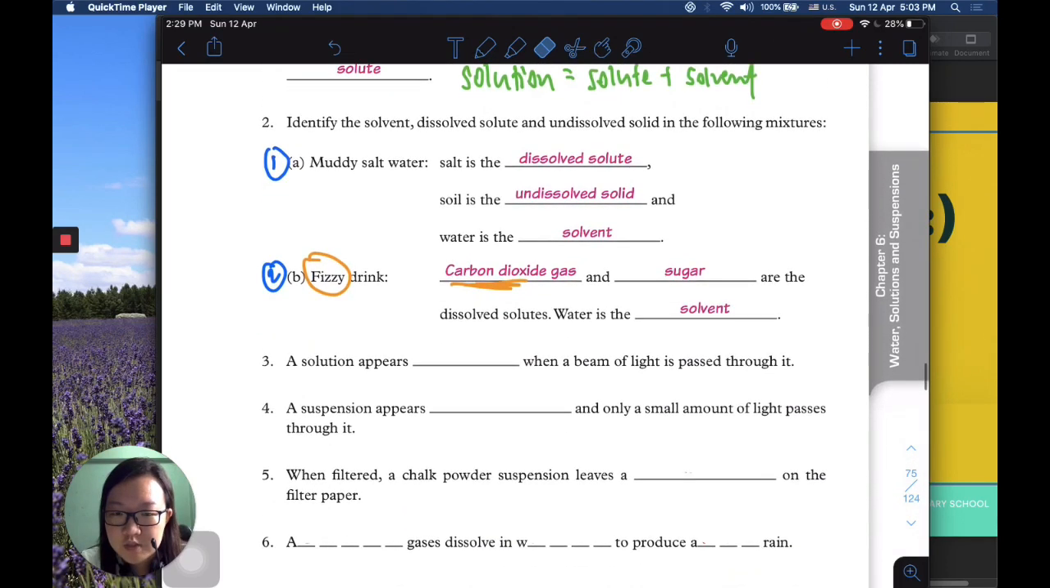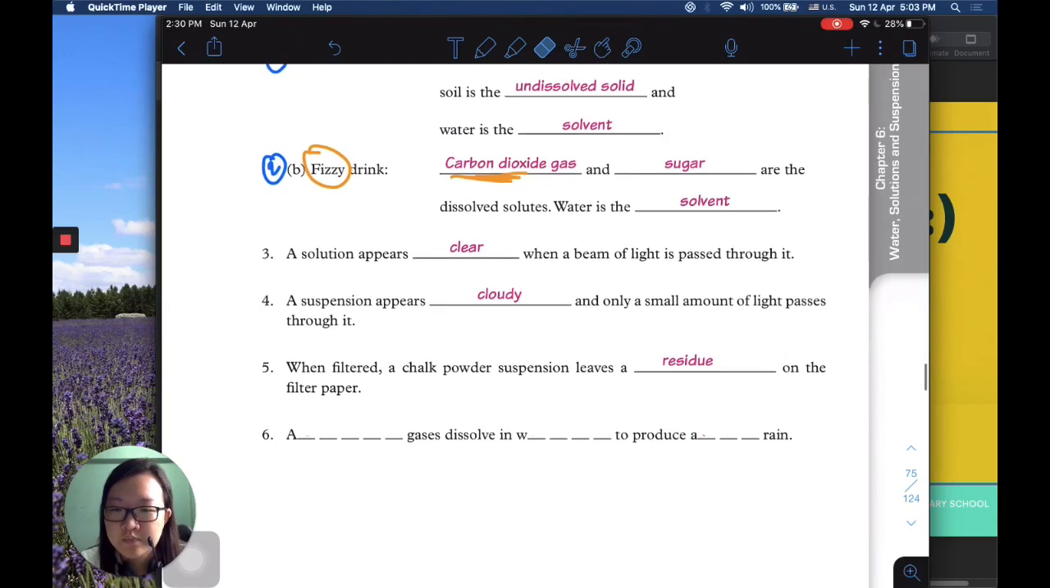Question 3, a solution appears clear when a beam of light is passed through it, whereas a suspension appears cloudy and only a small amount of light passes through it. When filtered, a chalk powder suspension leaves a residue on the filter paper. And finally, question 6, your acidic gases are able to dissolve in water to produce acid rain. Okay, so here's me drawing a cloud, some droplets of acid rain.